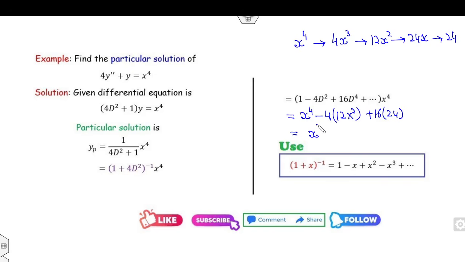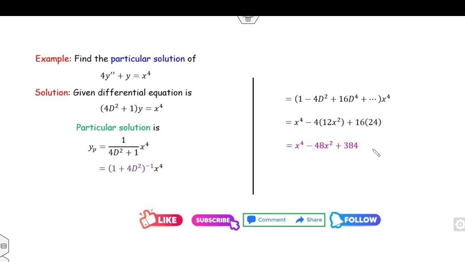Now you can open these brackets. Minus 48 into x square. Plus, you can multiply the 16 into 24. You will get the right answer.